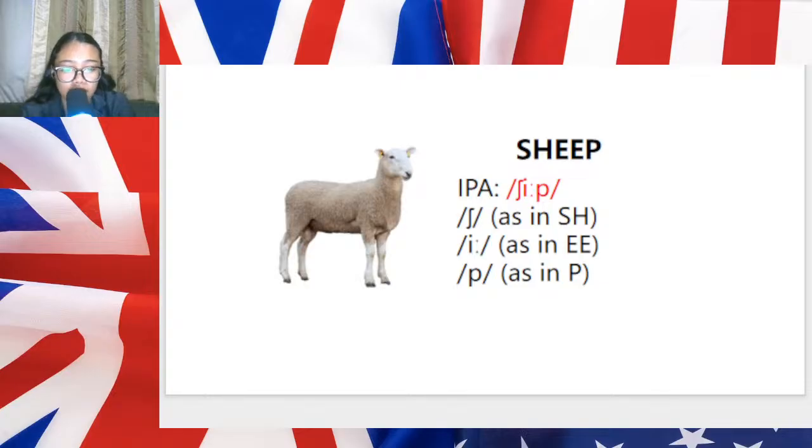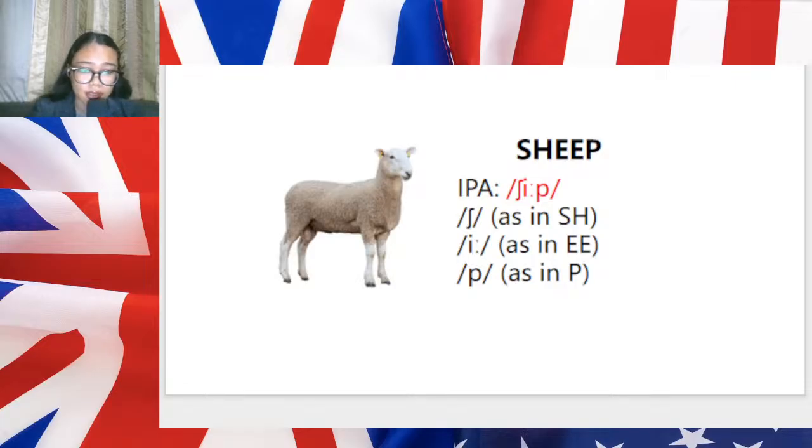Now lastly we have the IPA symbol for the P sound, like at the end of sheep or at the beginning of pen. So when you look at sheep, you are seeing the precise and unambiguous sounds of the word. Despite the spelling having five letters, S-H-E-E-P, the IPA shows that it only has three distinct sounds, perfectly clarifying how those letter combinations work.